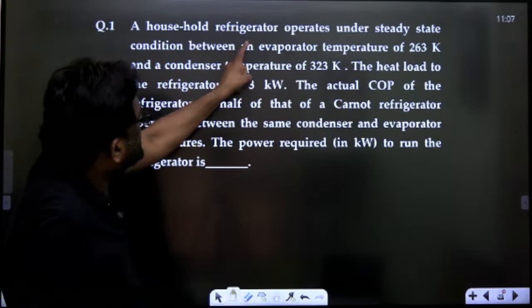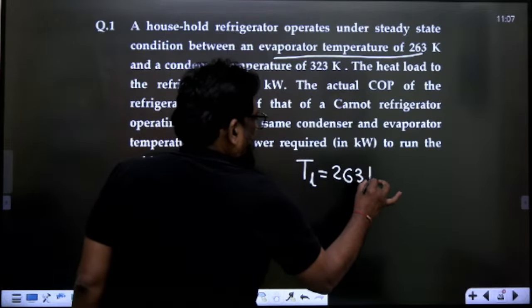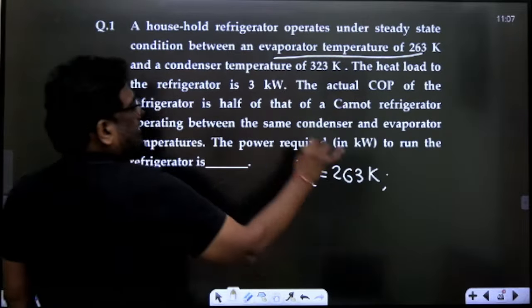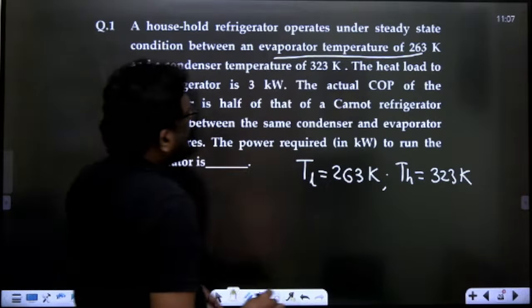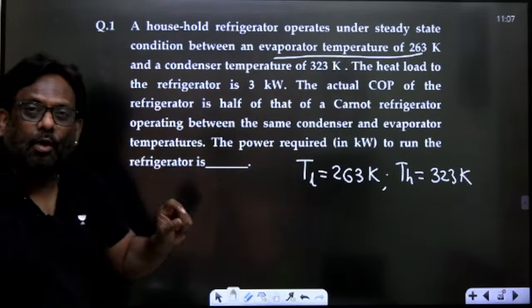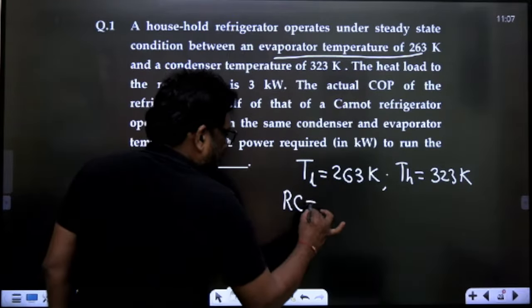A household refrigerator operates under steady state condition between evaporator temperature, the lower temperature, 263 Kelvin, and the condenser, the higher temperature, 323 Kelvin. The heat load to the refrigerator is 3 kilowatt. This is the refrigeration capacity, meaning it is absorbing 3 kilojoule per second. Kilojoule per second is kilowatt. So the load on the refrigerator is 3 kilowatt.